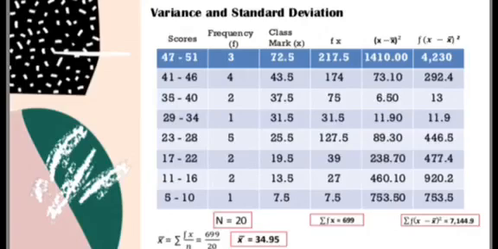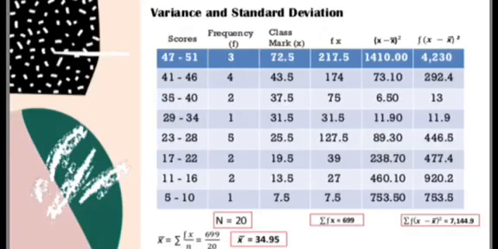After the class mark, we are going to get the fx or frequency times class mark. So, i-multiply natin yung column ng frequency and class mark. So, 3 times 72.5 is equal to 217.5. Next is 4 times 43.5 is equal to 174. 2 times 37.5 is equal to 75. 1 times 31.5 is equal to 31.5. 5 times 25.5 is equal to 127.5.